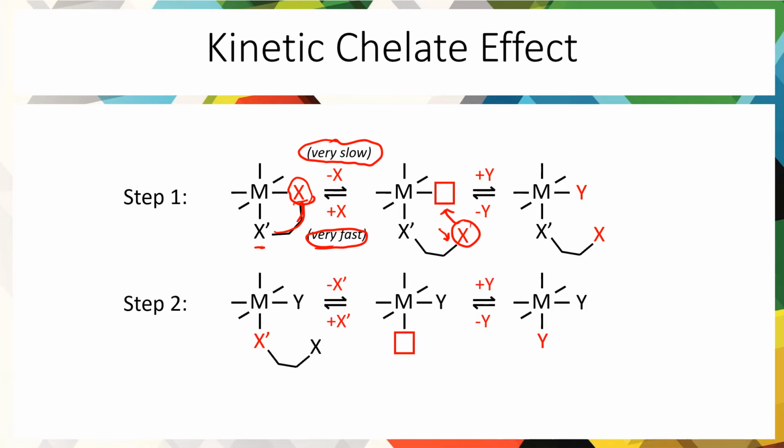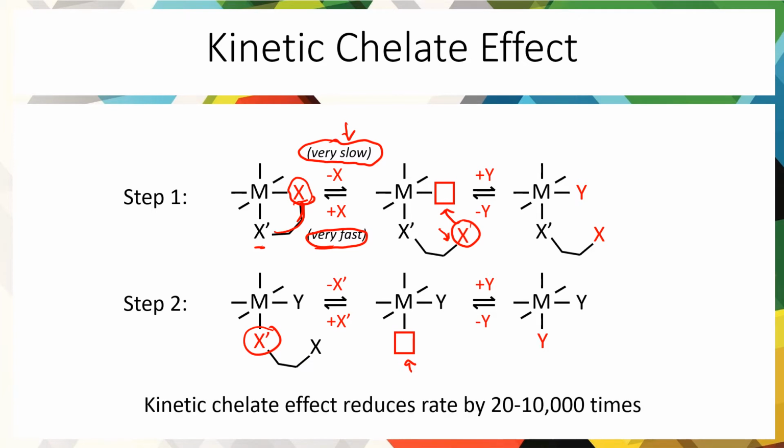So in step 2 of this reaction, you then displace the other X ligand here, and this happens really the same as in the monodentate case. The ligand dissociates, makes an open box here, which is then replaced by your incoming ligand. But this very, very slow first step here really drives what's called the kinetic chelate effect. And it's found that this effect reduces the rate of these reactions for multidentate ligands by 20 to 10,000 times.